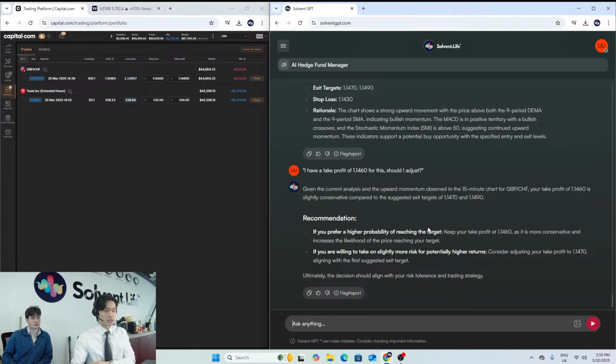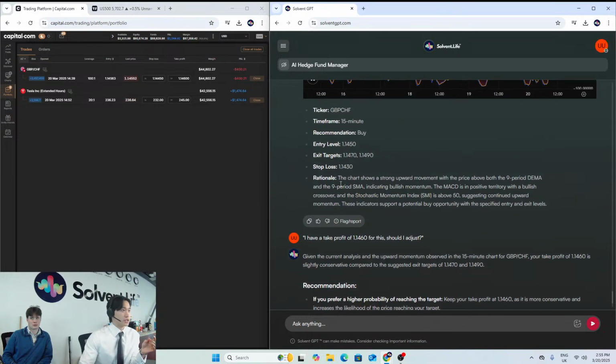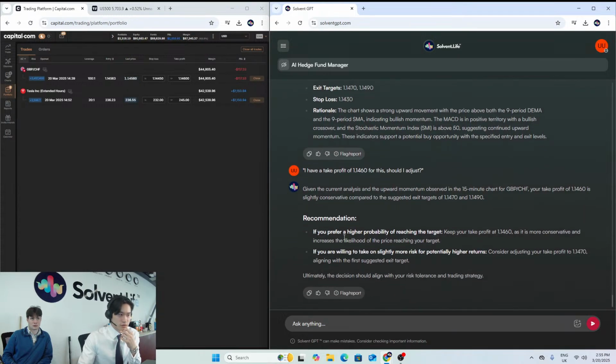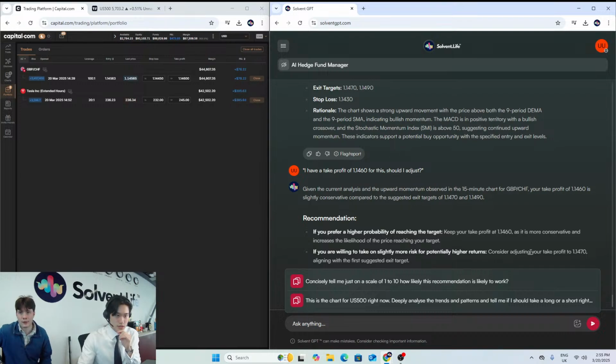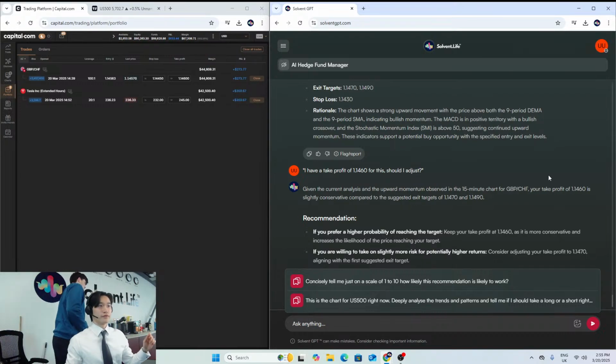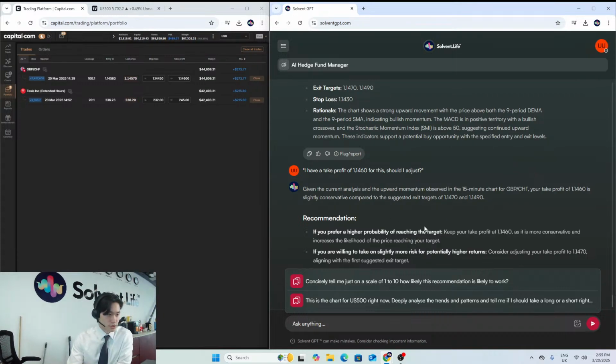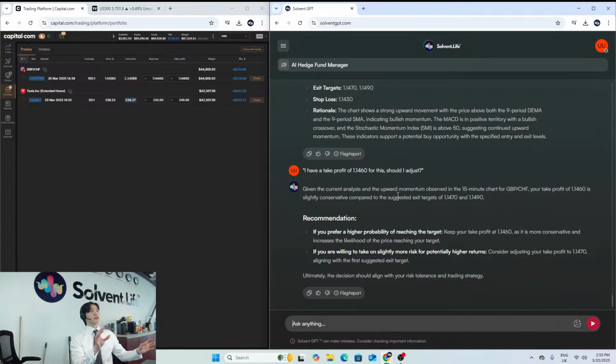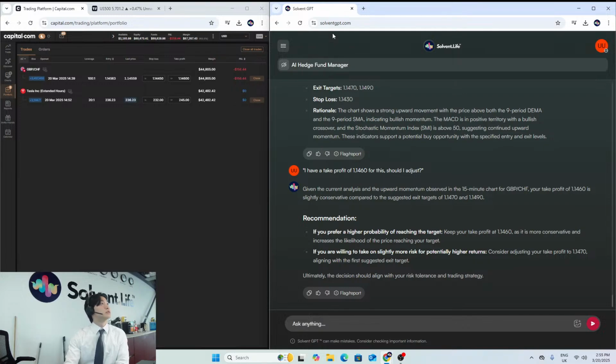Right, so we've asked it, should we adjust for the British pound and Swiss franc trade? It says if we prefer a higher probability of reaching the target, to keep it, but consider going for a take profit of 1.147, which is a little bit more risk, but potentially higher returns. But we'll keep it. I like a comfortable 7.5 out of 10 sort of confidence rating. But let's see here.